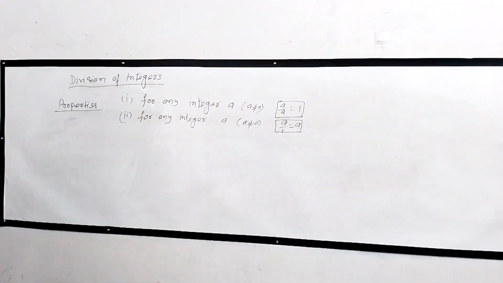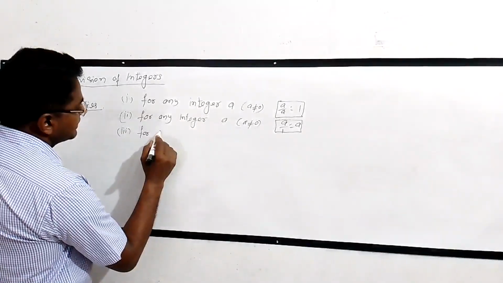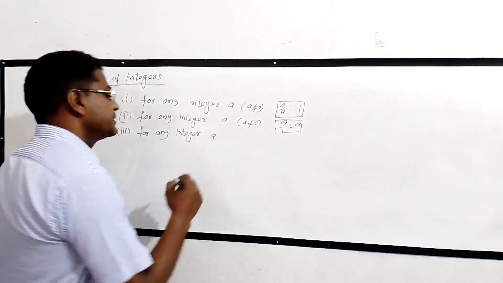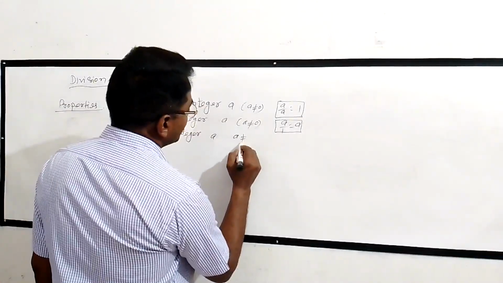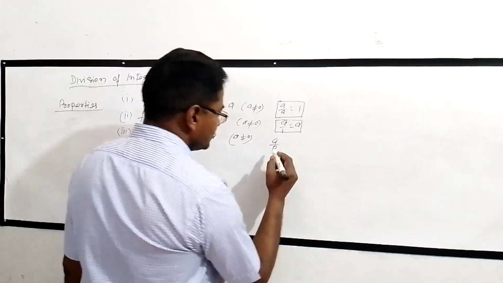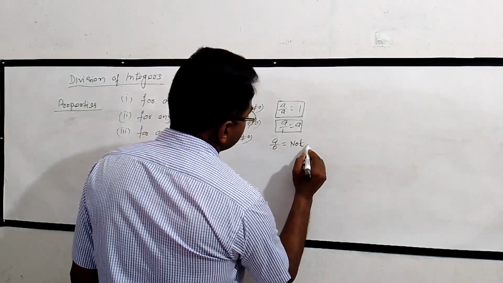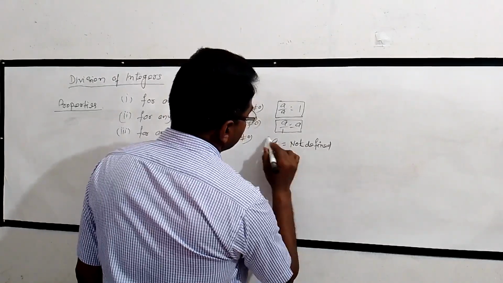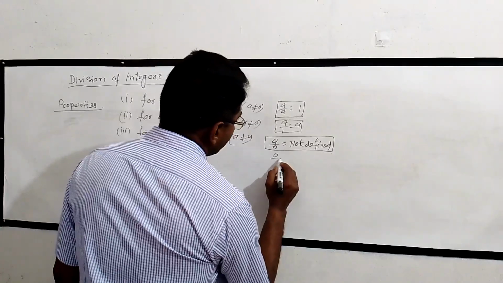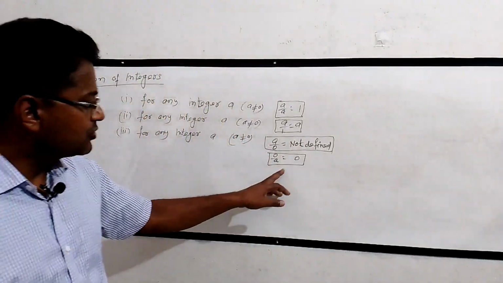Okay. Number 3: for any integer a, a not equal to 0, a by 0 is not defined, while 0 by a is equal to 0. A by 0 is not defined, 0 by a is equal to 0.